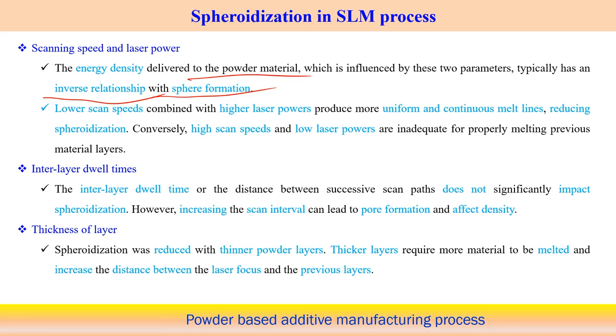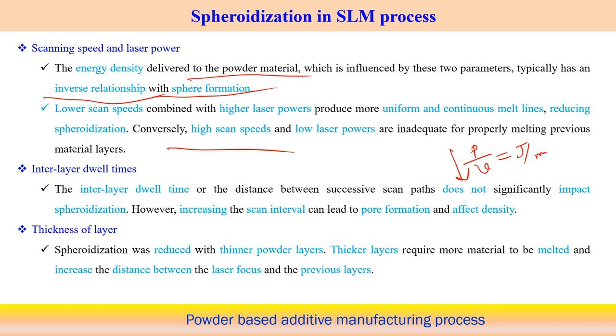But on the other side, the scanning speed is very high and the laser power is low. Power divided by velocity indicates the heat input per unit length, so joule per millimeter or meter. In the case of high scan speed and low laser power, the heat input per unit length is on the lower side. Therefore that is more prone to creating the spherization effect associated with the process.